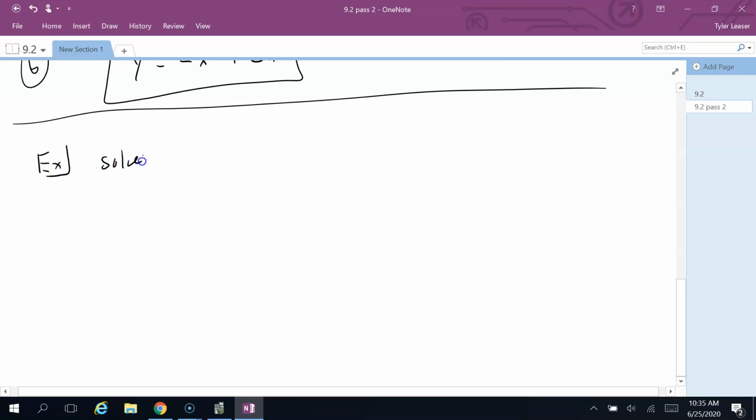Solve 3xy prime minus y is equal to the natural log x plus 1. X has to be positive, and we're given a set of initial conditions. Y of 1 is equal to negative 2.